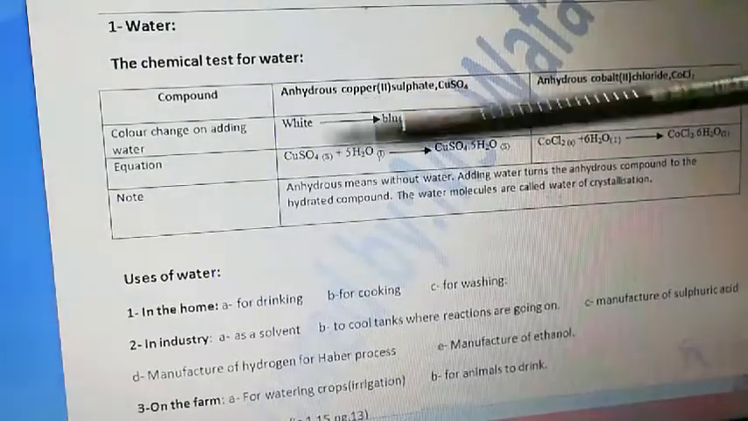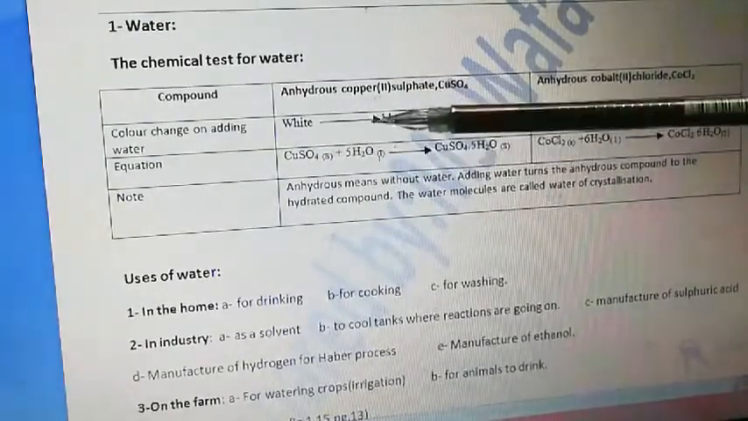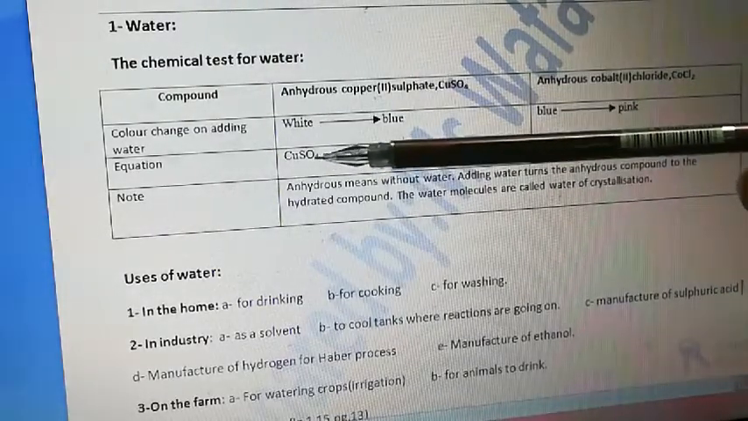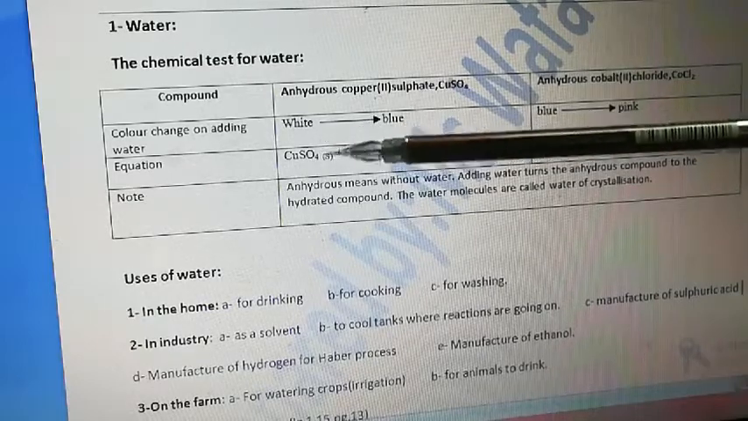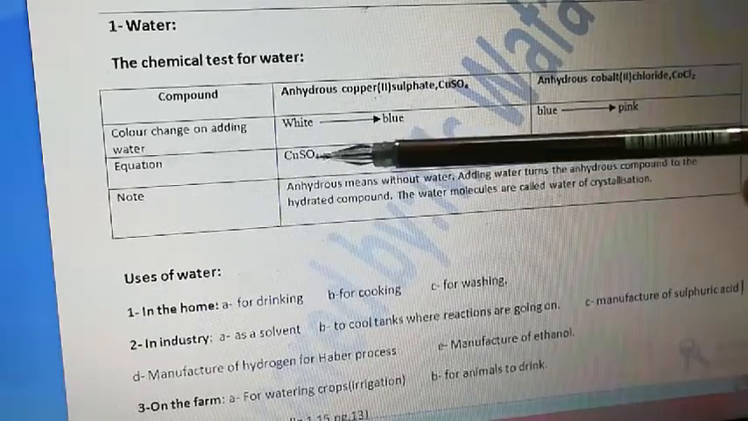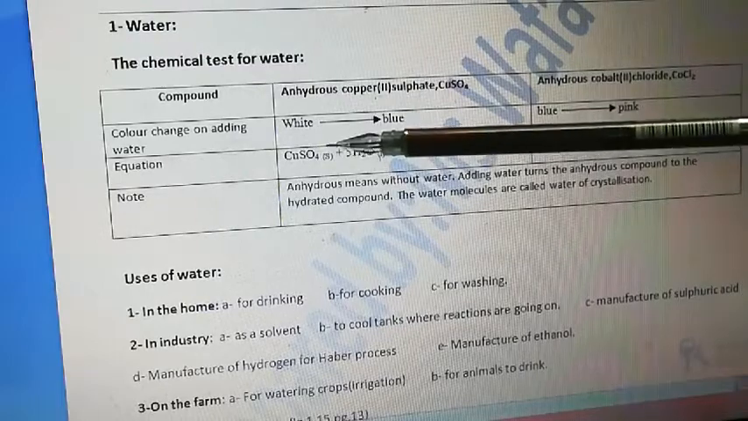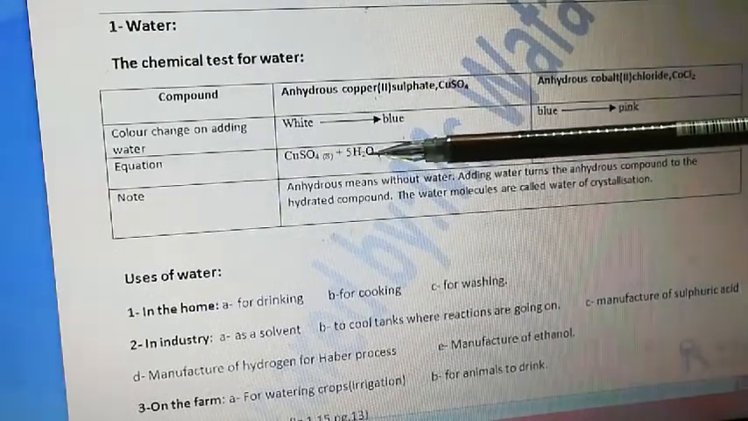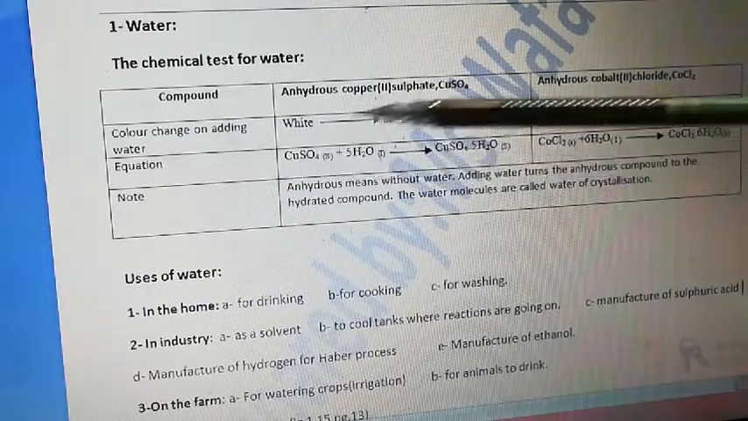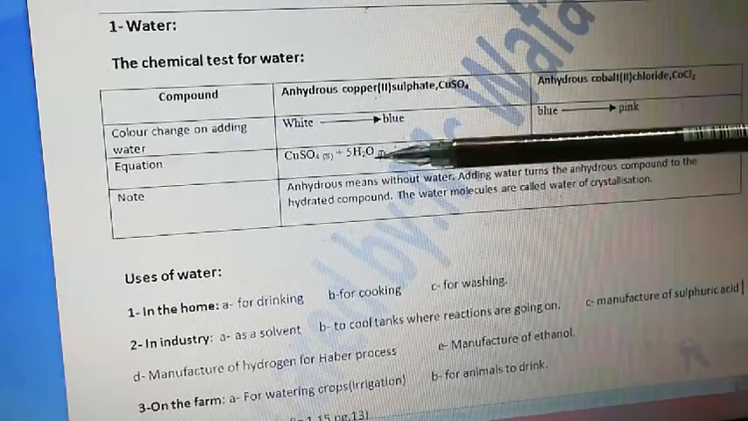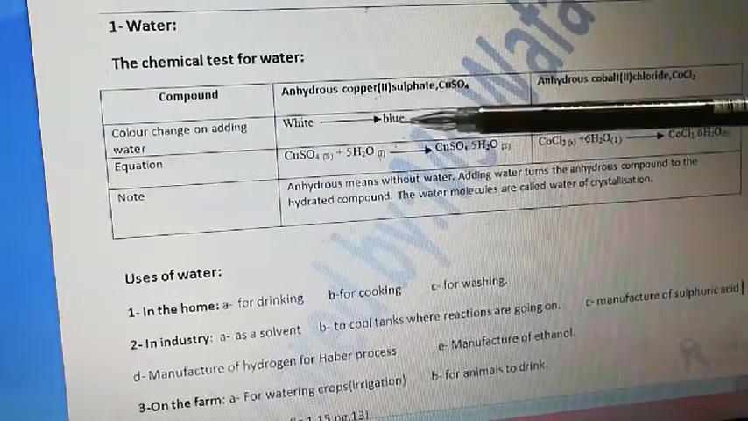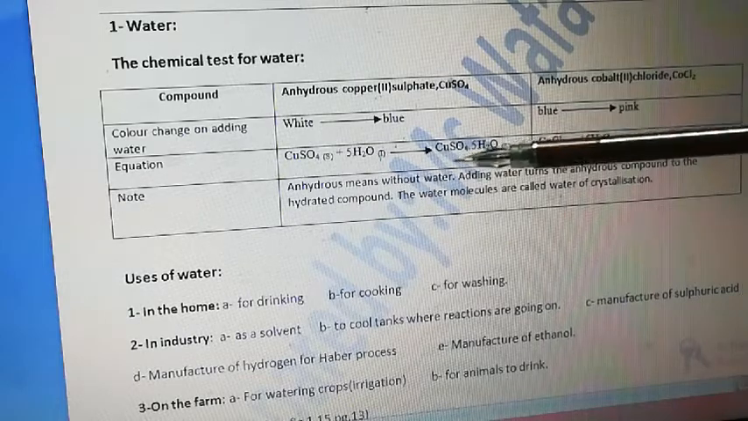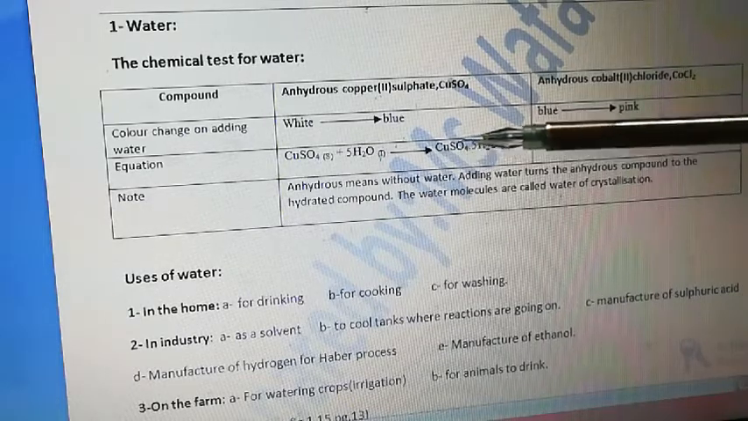For example, the copper sulfate, as we talked before, its color is white if it is an anhydrous crystal. Anhydrous means a powder that does not have any water between its molecules. If we are adding water to the compound, the color will be completely changed from white to blue to give us a hydrated compound, which is called hydrated copper sulfate.